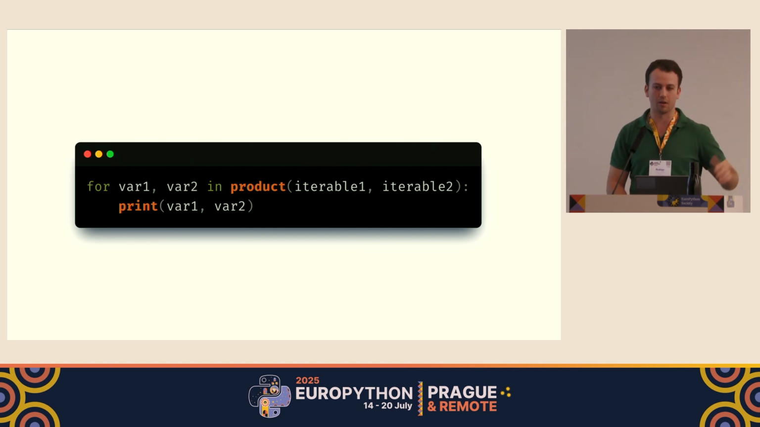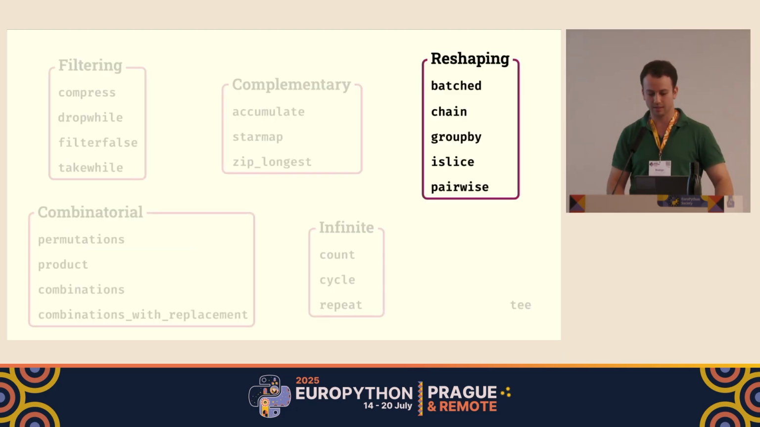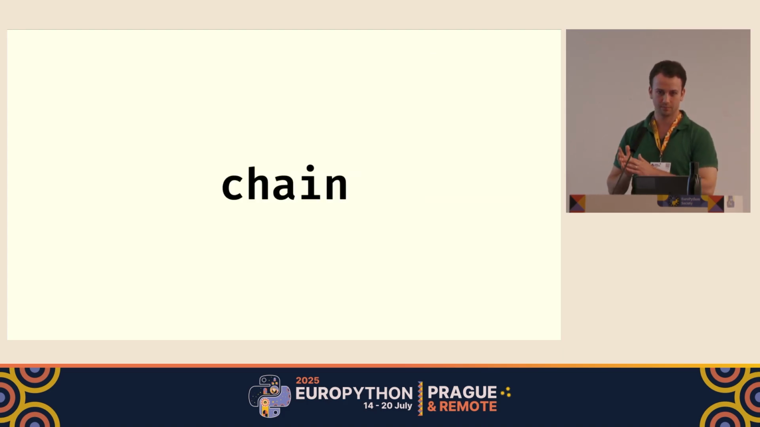There would be another combinatorial iterable, but let's not talk about it now, just for the sake of your patience, honestly. So now let's take a look at a couple of reshaping iterables. And maybe my favorite one, chain. What does chain do? Well, you're not chained as in stuck to the place. It will let you chain things as in put them together.